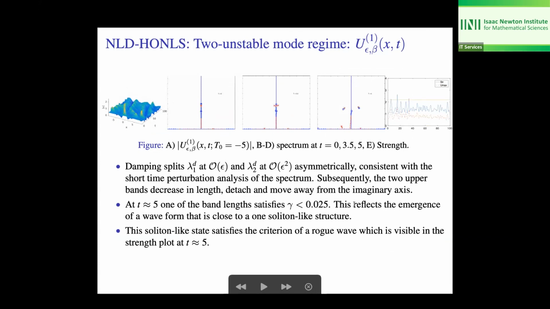So we're starting with U1. In this case, initially, you have two complex double points, which are indicated by the red X and the blue box here. And so damping splits the first double point at order epsilon and the second point at order epsilon squared, and they're both split asymmetrically. Again, consistent with the short-term perturbation analysis.